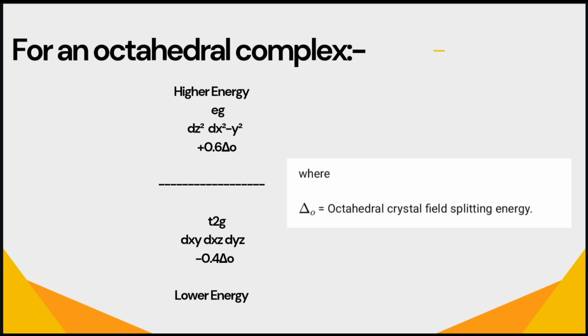See, for an octahedral complex, you will get two energy levels. One for higher energy, it will be mentioned as Eg, dz square and dx square minus y square orbital. Here it is mentioned as plus 0.6 delta naught, and for lower energy T2g, dxy, dxz and dyz orbital, it is mentioned as minus 0.4 delta naught, where delta naught is equal to octahedral crystal field splitting energy. So this is the energy levels for an octahedral complex.